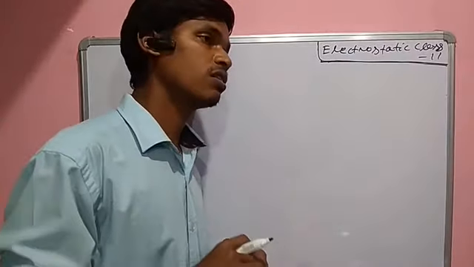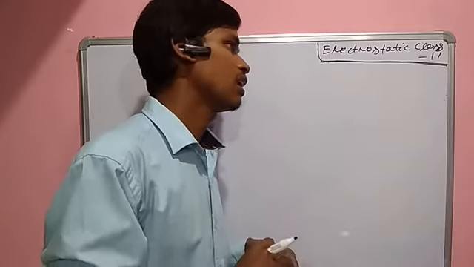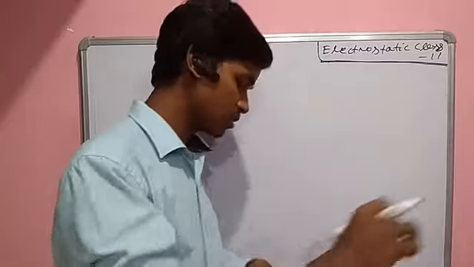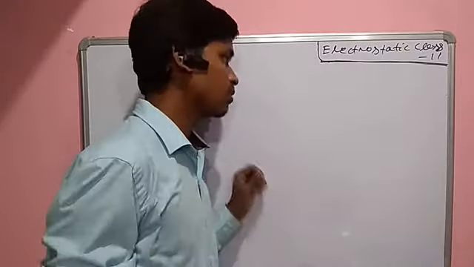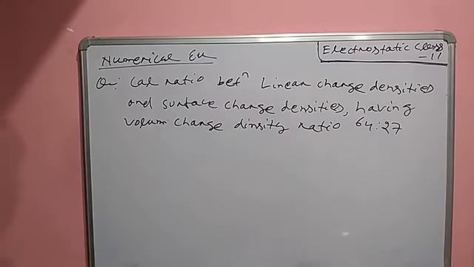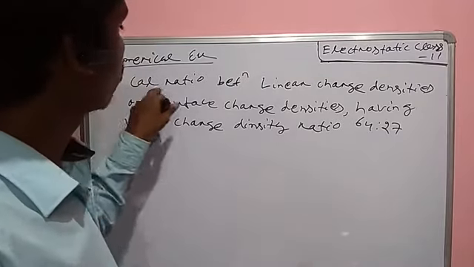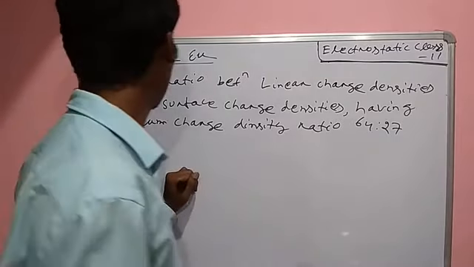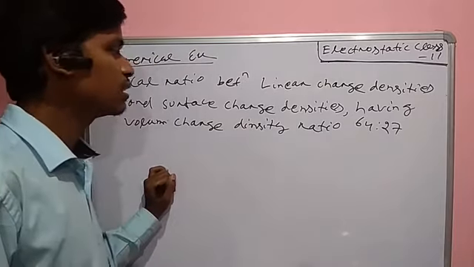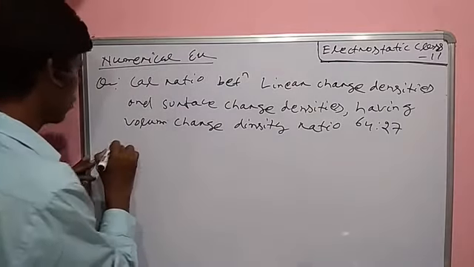So after discussion of linear charge, surface charge, and volumetric charge, I will discuss one numerical problem. What is the numerical problem? So write down the question. This is the numerical example question: calculate the ratio between linear charge densities and surface charge densities, having volume charge density ratio 64 by 27. The answer is what?